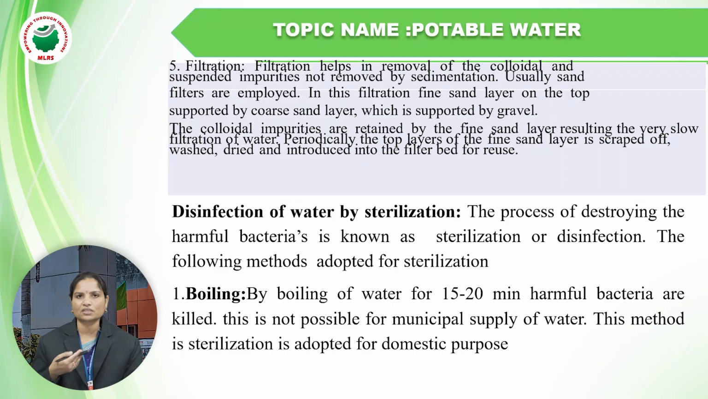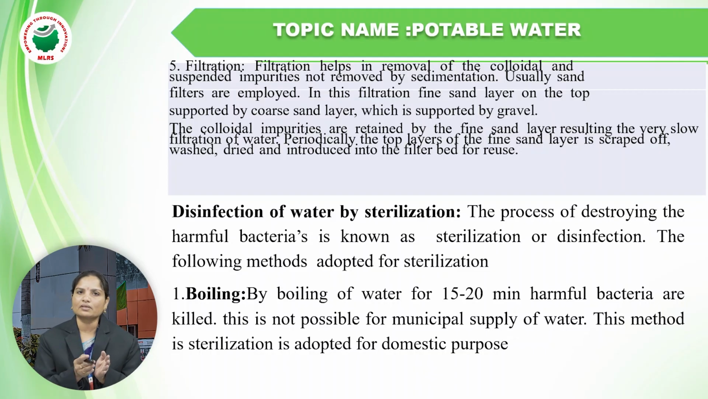In this filtration process we use two types of filtration tanks. One is the slow sand filtration tank and the second is the rapid sand filtration tank. We can use either the slow sand filtration tank or the rapid sand filtration tank. Then what is the difference between these two tanks?